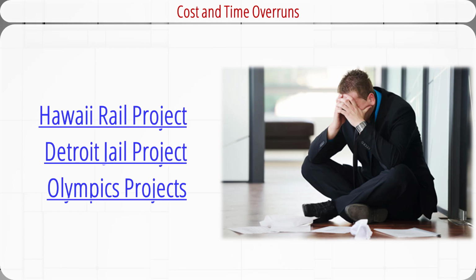Watch these videos to see 3 real examples. The first one is a Hawaii rail project that involved significant delays and cost overruns. In the second project, the FBI looks at a new Detroit jail project for reasons behind significant cost overruns. In the third example, you will see that cost overruns are common in Olympics projects.